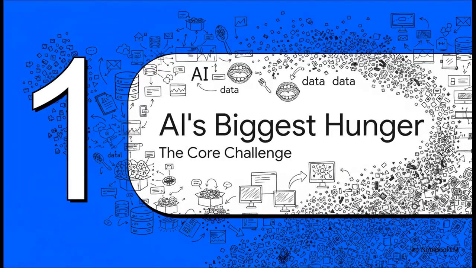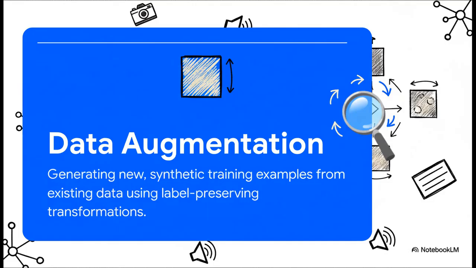Okay, let's start with a fundamental problem. You see, deep learning models are just incredibly data hungry. To learn how to spot something like a tumor in a medical scan or a pedestrian on the street, they need to see thousands, sometimes millions of examples. This data bottleneck is the core challenge that pretty much every AI engineer has to face. So how do you feed that hunger?